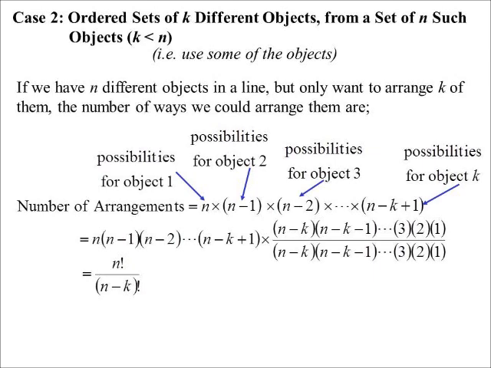Had I used all the objects, we know there's n factorial ways I could have done it. But I'm leaving a group over here. There's n minus k objects that I'm not using. So I'm going to divide by the number of ways I could have arranged those people, because I'm not interested in them. I'm not going to use them. So I divide it out. So the number of ways I can arrange the objects that I'm not going to use. That's basically what that's saying: n factorial divided by the arrangements of the objects I'm not going to use.